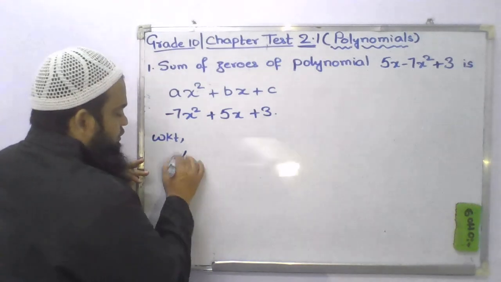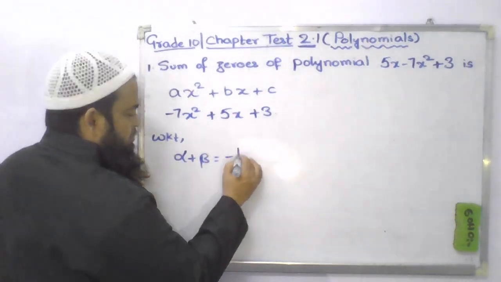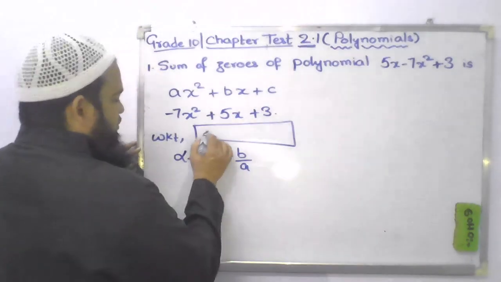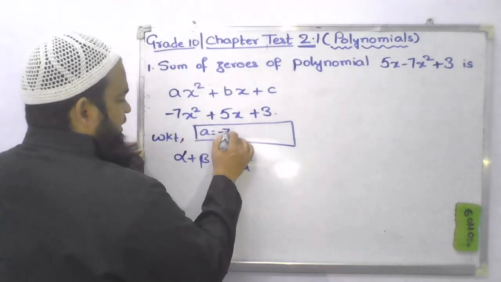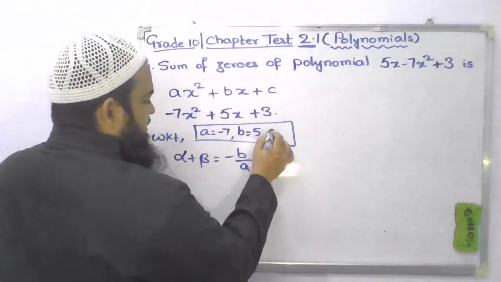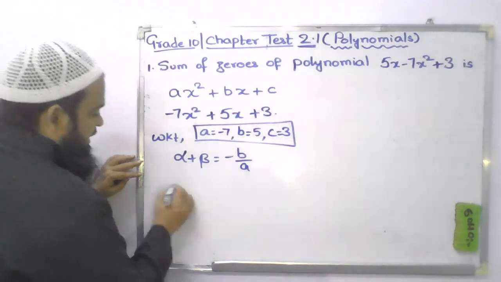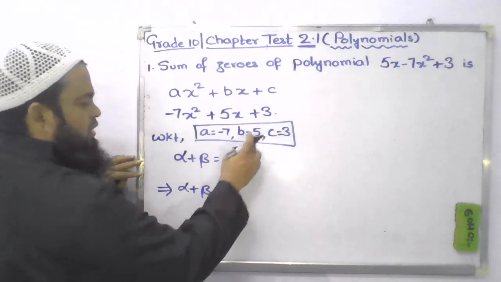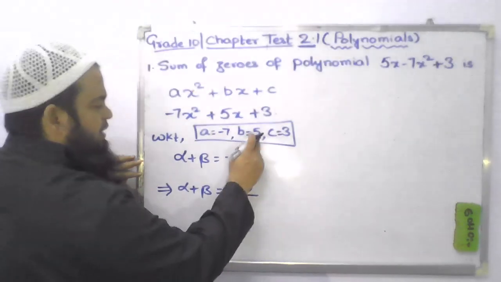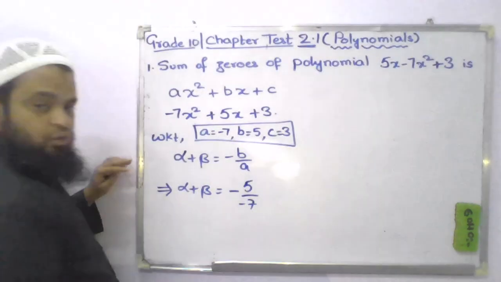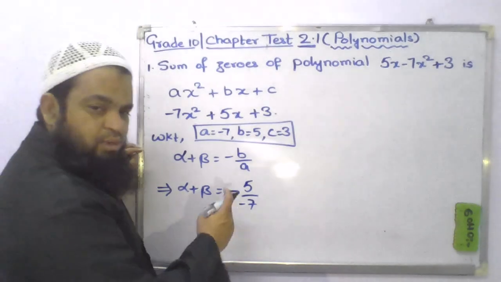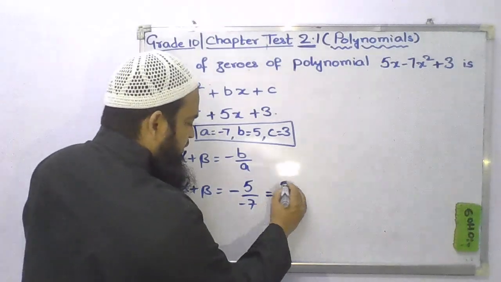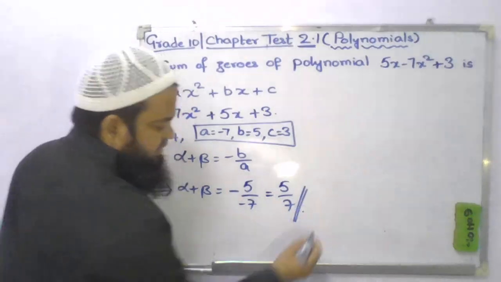We know that the sum of zeros, alpha plus beta, is equal to minus b by a. Now what is a here, my dear students? A is equal to minus 7, b is equal to 5, and c is equal to 3. So alpha plus beta is equal to minus of, what is b, 5, divided by, what is a, minus 7. You have minus in the numerator as well as the denominator, so minus divided by minus is positive. So the sum of zeros is 5 by 7.